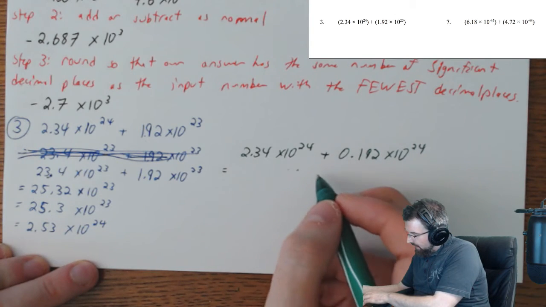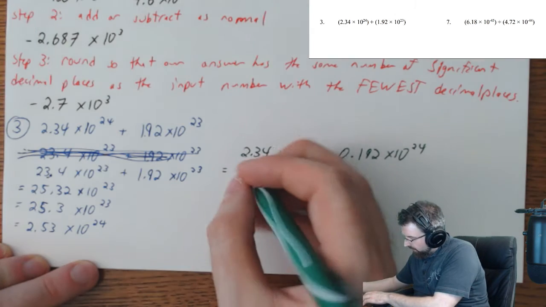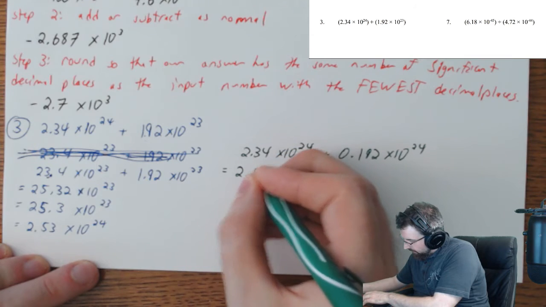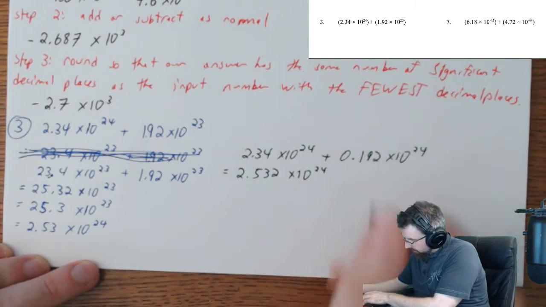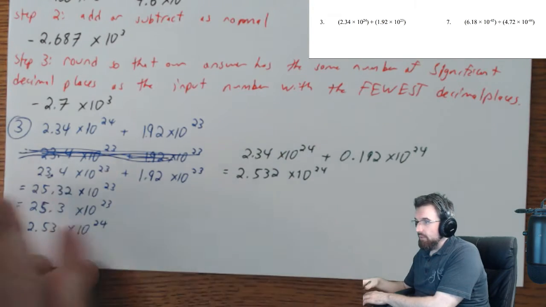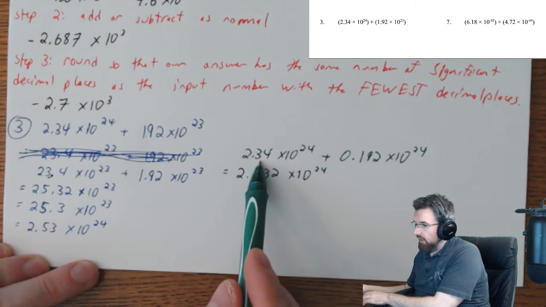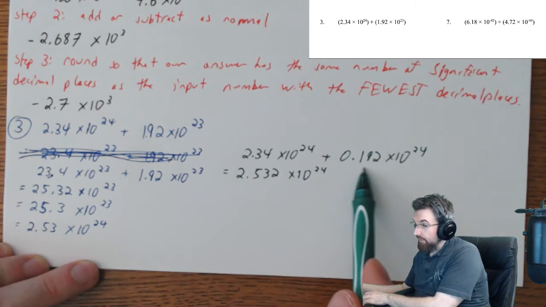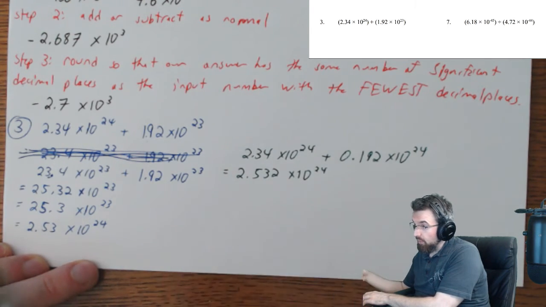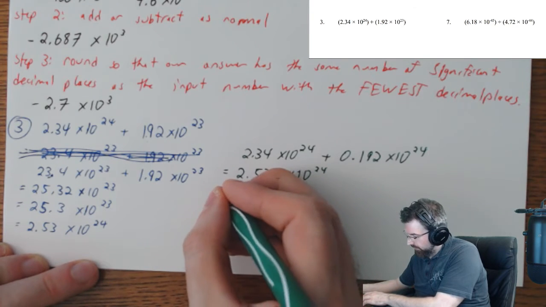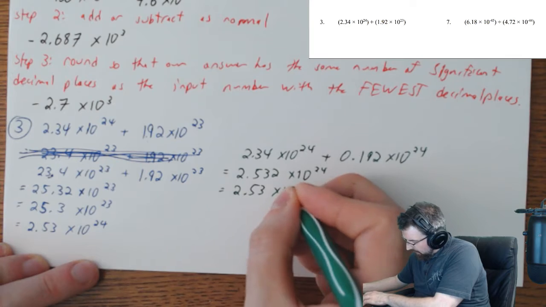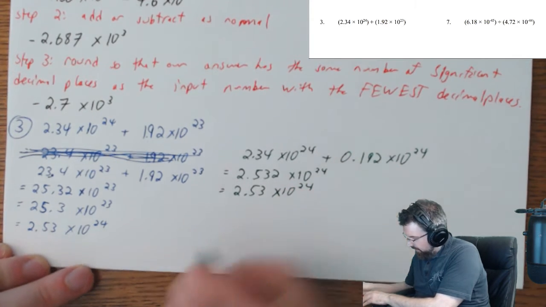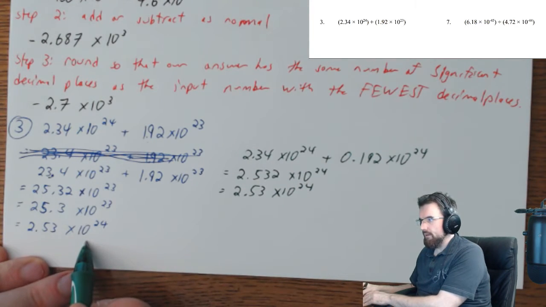But now we're going to add these like we did back over here. We're going to get 2.532 times 10 to the 24 if I add that. But again, we've got the same issue, right? Here we have two significant decimal places. Here we have three significant decimal places. So our answer should actually have two significant ones. So again, this will be 2.53 times 10 to the 24, which is the exact same answer as we got here.